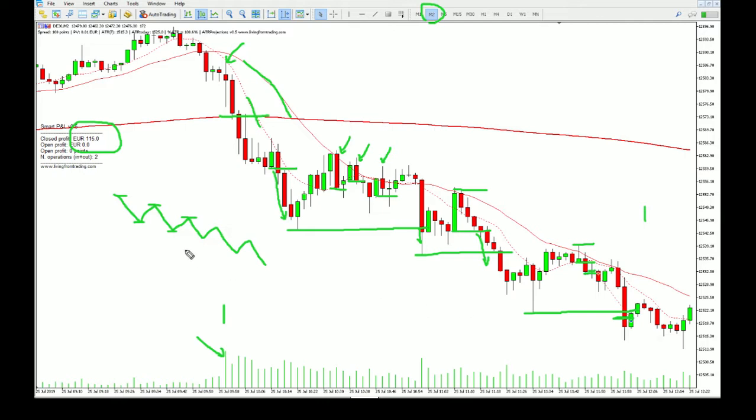So this is the power of pullbacks. It's easy to identify them on the charts. So please use them in your favor. Please make money with this technique, and I hope you all have good profits from this lesson.